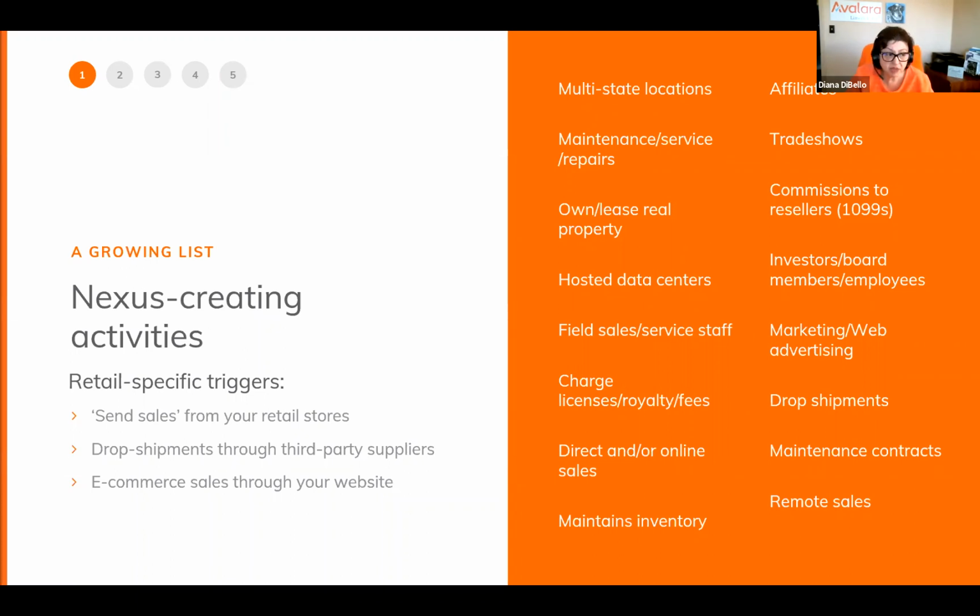But some retail specific triggers to look out for are going to be sales from your retail stores, drop shipments through third-party suppliers, and e-commerce sales through your websites. So those are some of the areas you really want to stay on top of to understand how they could be triggering a nexus for you in specific jurisdictions.